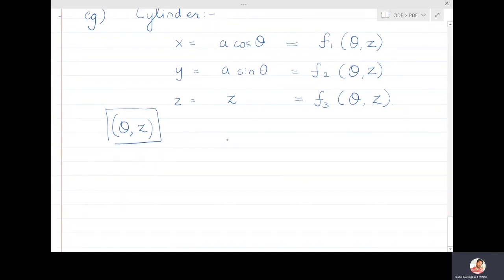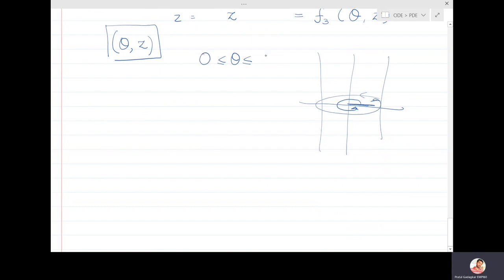Now, can we tell what are the values of theta? So theta works like a horizontal angle in the cylinder. So this is how theta will start varying from here to here, right? So theta goes from 0 to 2 pi. And what is z? Z is free to vary as a real number. So whatever the z is, that will be the height of the cylinder.